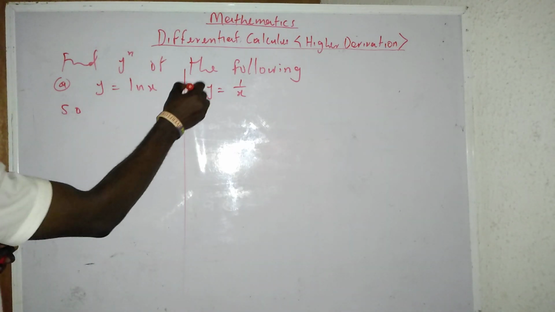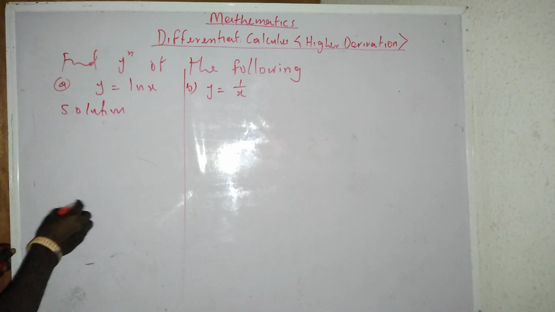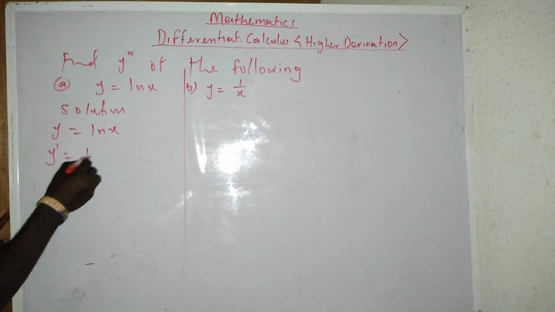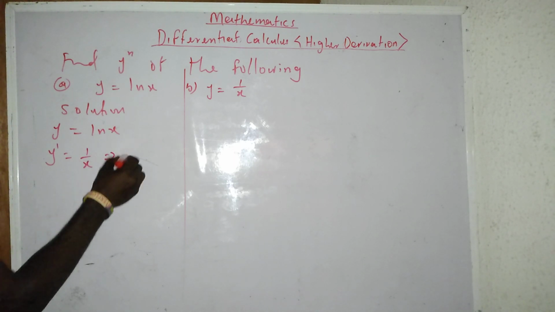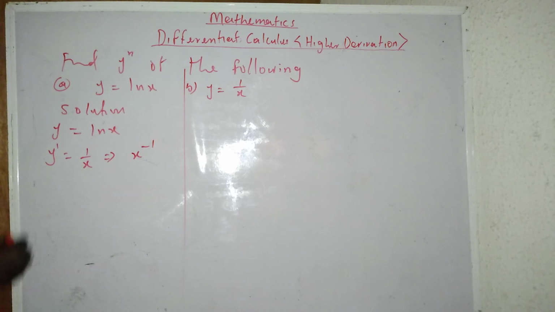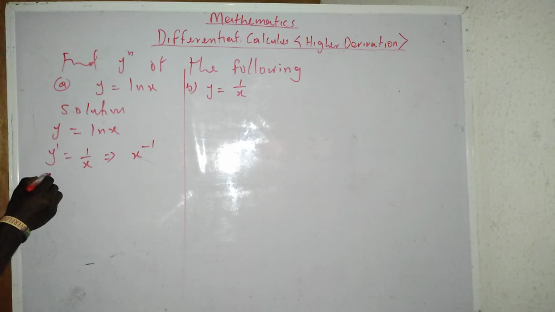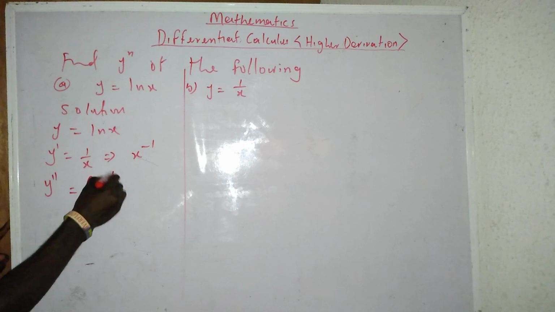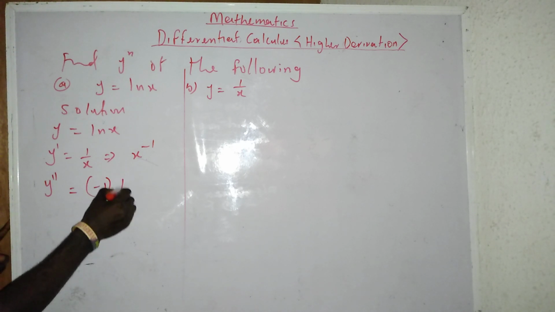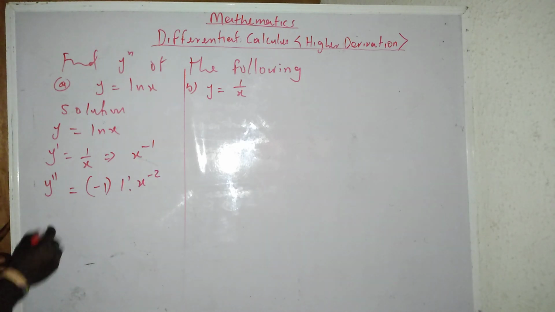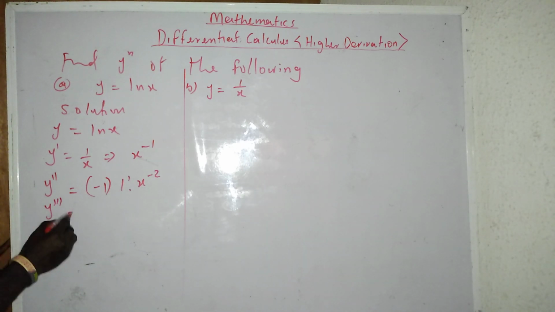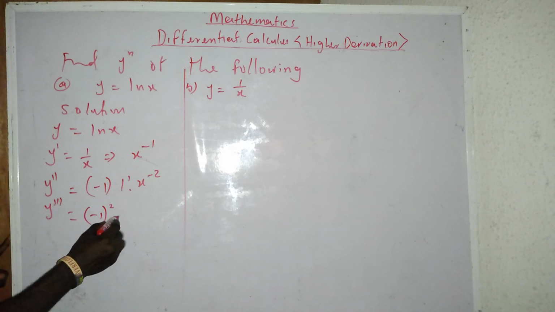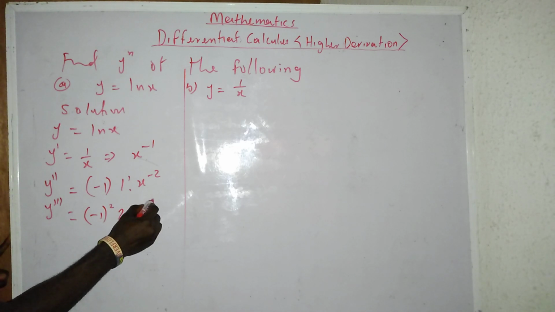Solution number 1, this is B. Now, I have my y equals ln of x. y prime of this will be 1 all over x, which I can write as x raised to the power minus 1. Now, y double prime of this will be minus 1 raised to the power 1 factorial, x raised to the power minus 2. If I have y triple prime, that will be the third time, it will be minus 1 squared, 2 factorial, x raised to the power minus 3.